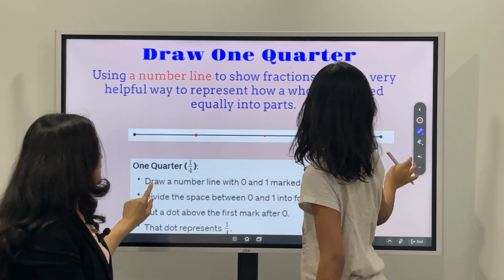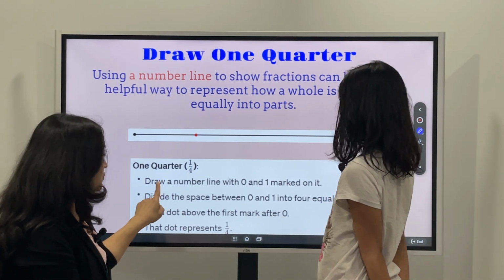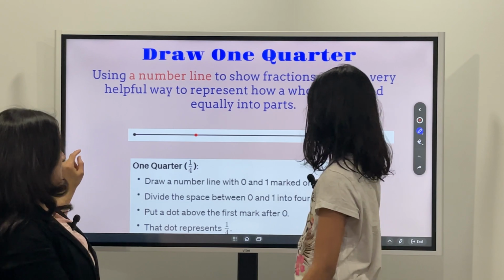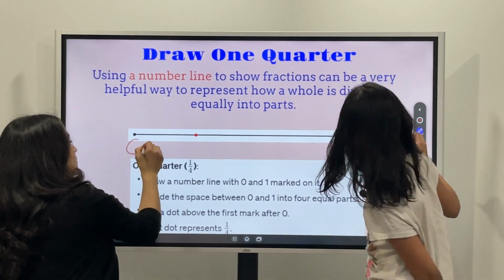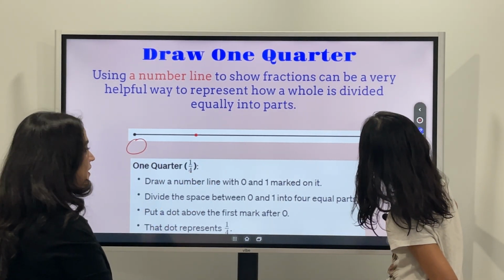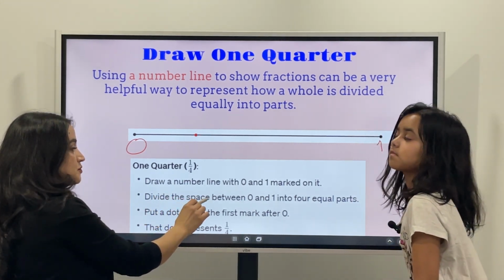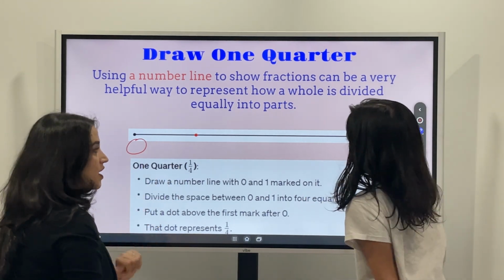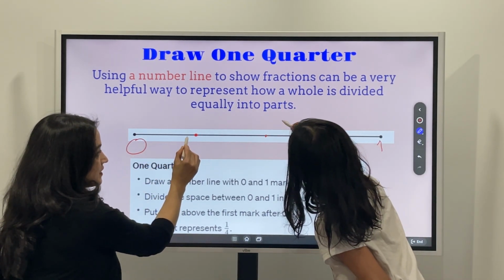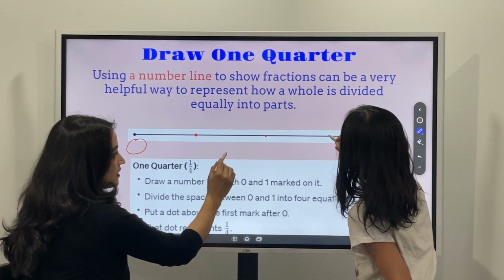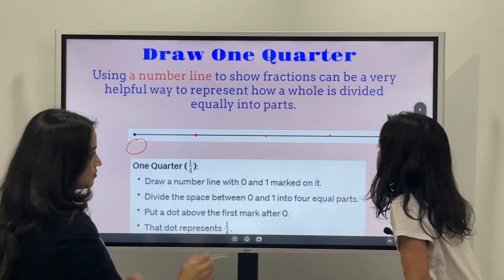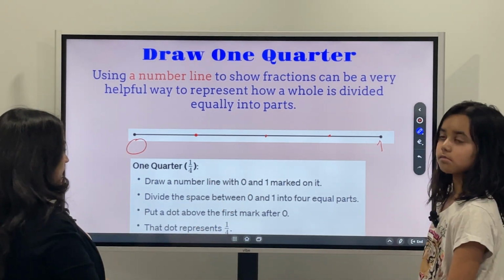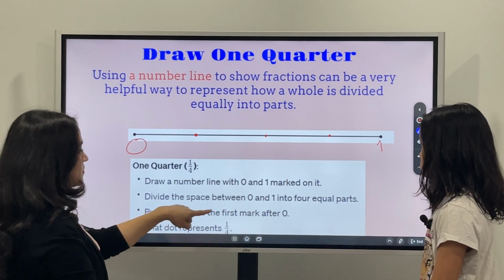Now draw a number line with 0. 0 should be here, you can write there, and then 1 at the end. Now divide the space between 0 and 1 into 4 equal parts. So this is 1 part, that is 2 part, that's 3 part, 4 part. So 1, 2, 3, and then 4. Now put a dot above the first mark.